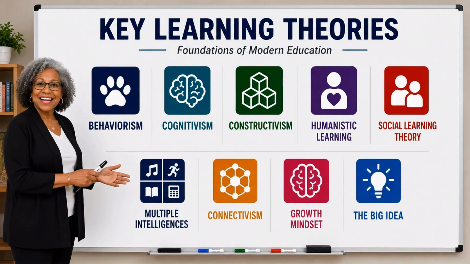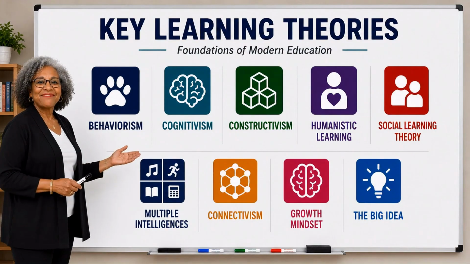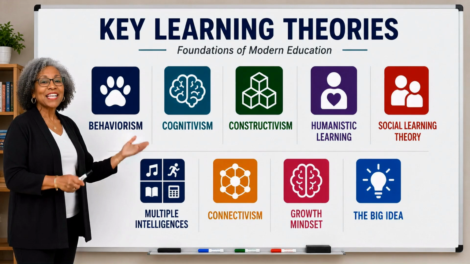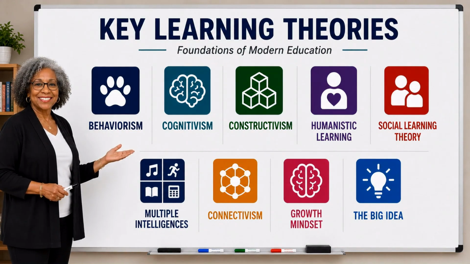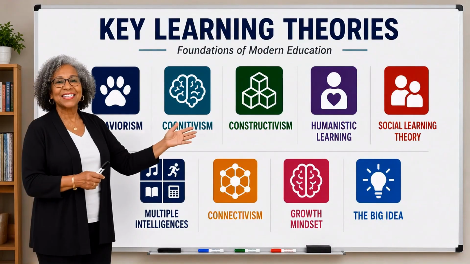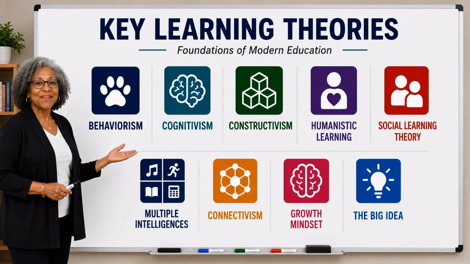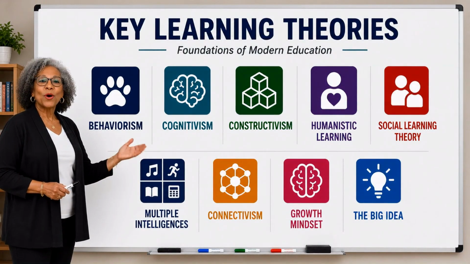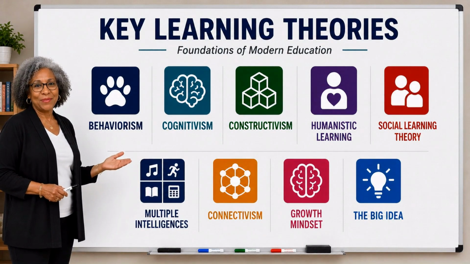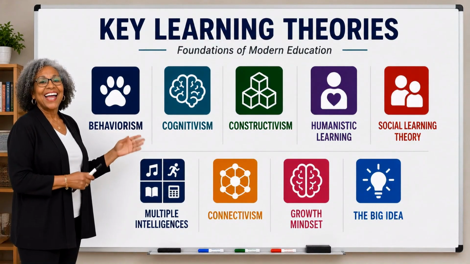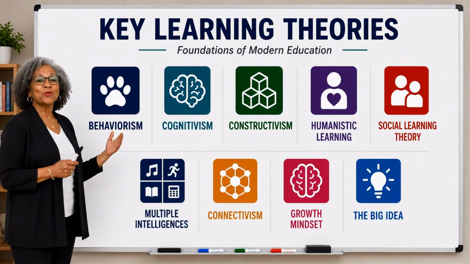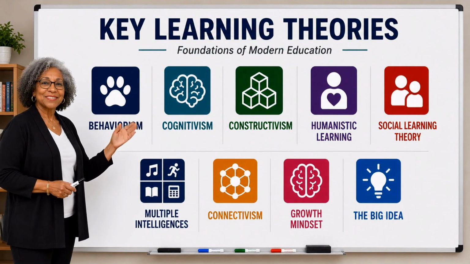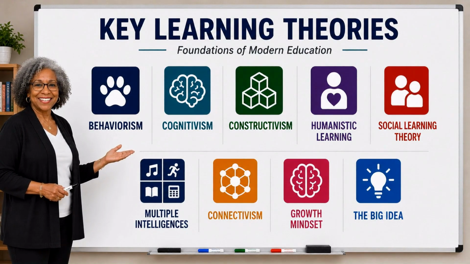Jean Piaget studied cognitive development in children. He identified 4 stages of development: sensorimotor, pre-operational, concrete operational, and formal operational. Piaget showed that learners process information differently depending on their developmental stage. Benjamin Bloom created Bloom's taxonomy. This framework organized learning into levels: remember, understand, apply, analyze, evaluate, and create. Bloom's taxonomy reminds teachers that learning should move beyond memorization toward deeper thinking and problem solving.